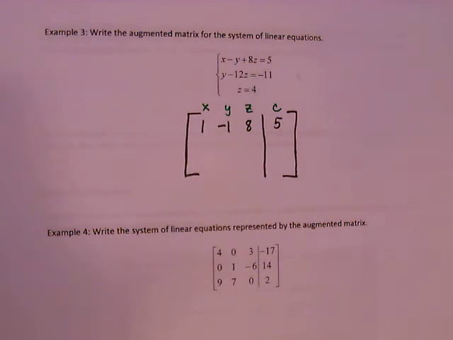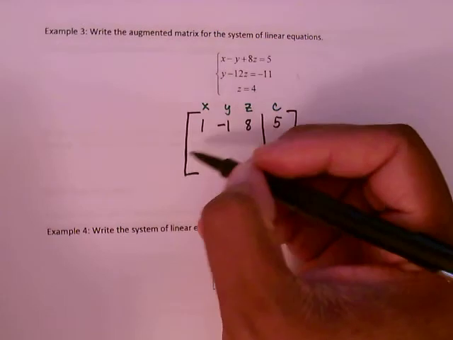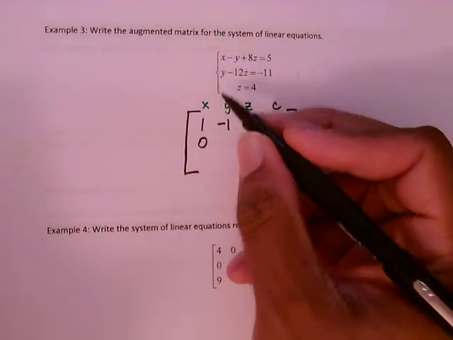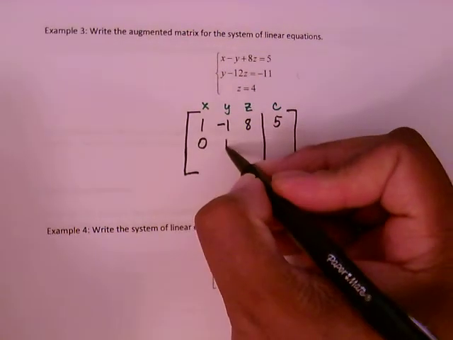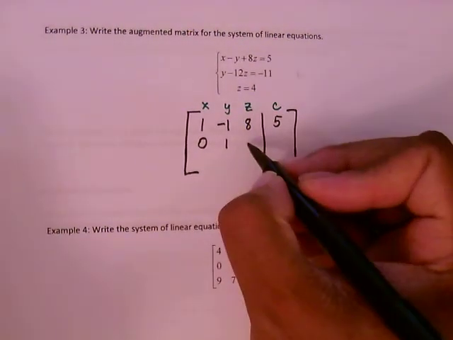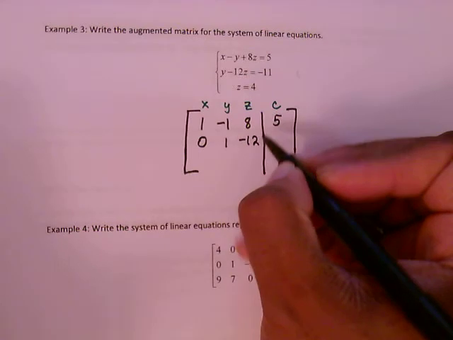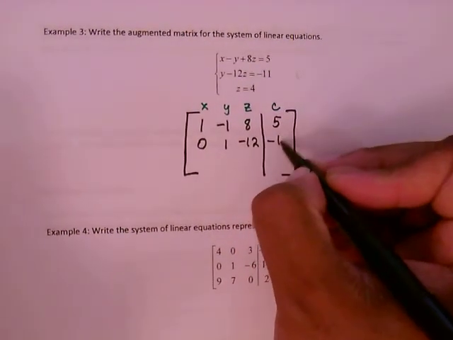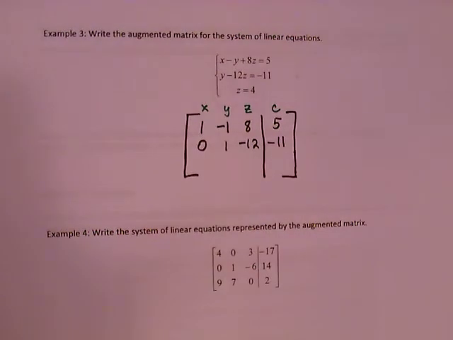And then next we have y minus 12z is equal to negative 11. Notice that in that equation there is no x term. So that means in the column for my x's, I have to put a 0. For the y, it's the understood 1. For the z, it's negative 12. And the negative 11 is the constant term that goes behind the vertical bar.